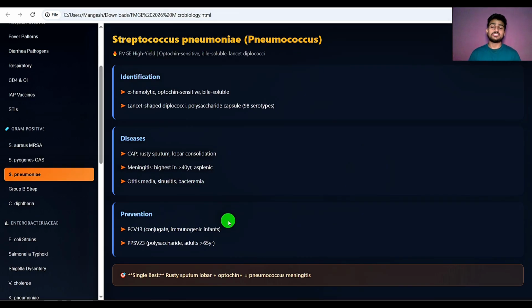The prevention of the disease can be done by vaccines. There is the PCV13 vaccine, the conjugate vaccine. It is for immunocompromised patients and infants who need this prevention. Then in case of adults who are more than 65 years old, there is the PPSV23 vaccine, that is a polysaccharide vaccine. So you have to remember this as well.